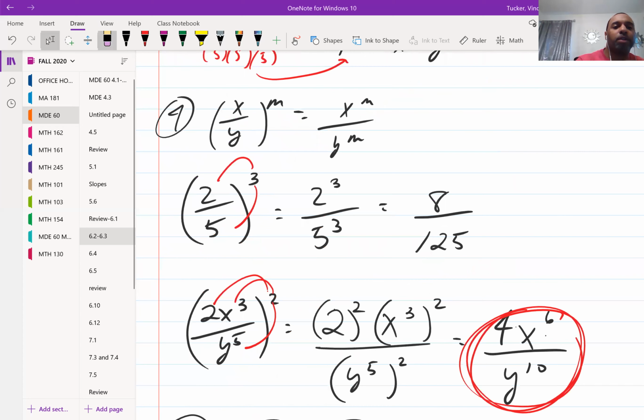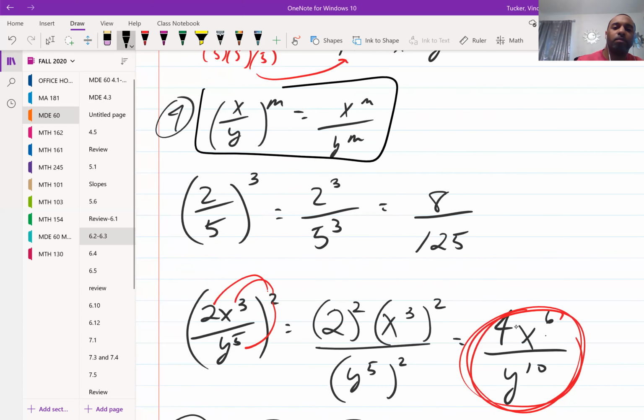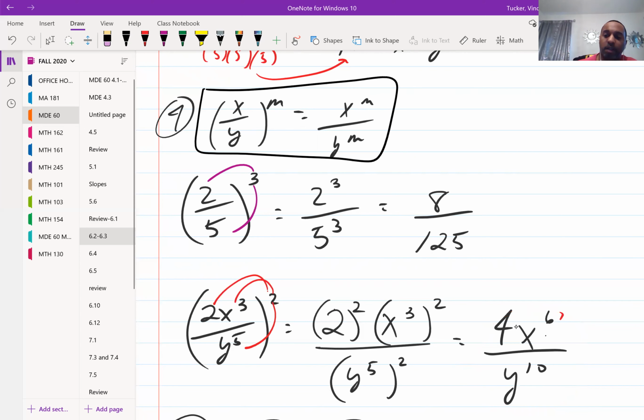Same thing goes with division. When we look at x over y raised to the nth power, you apply that n to the numerator and denominator. So when I look at 2 over 5 raised to the 3rd power, that cube needs to be applied to the top and bottom. So that's 2 cubed over 5 cubed, which is 8 over 125. 2 times 2 times 2, and 5 times 5 times 5.